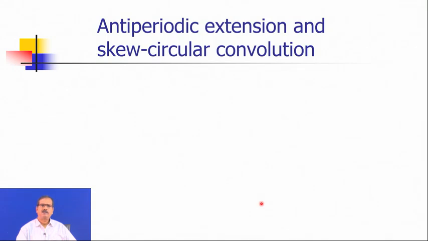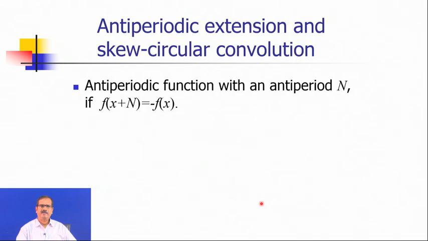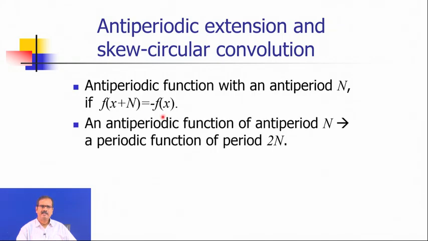So, there is another kind of convolution with anti-periodic extension. Like periodic extension, we can have anti-periodic extension. In the anti-periodic extension, first we perform this anti-periodic extension over the functional domain, that is with an antiperiod n. This is how an antiperiodic function is defined, and if I do this antiperiodic extension, it is also a periodic function of period 2n.